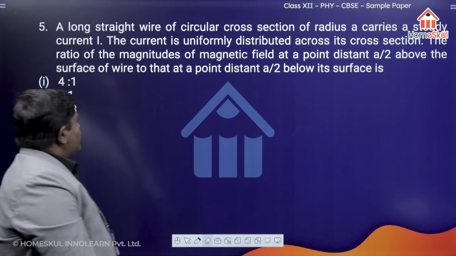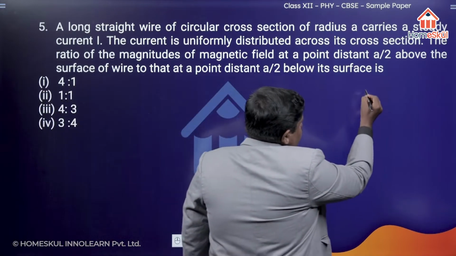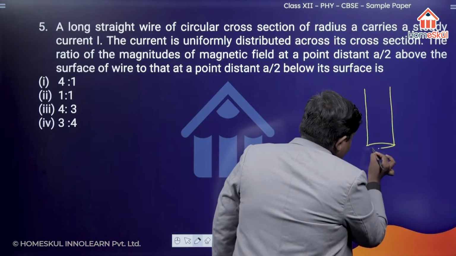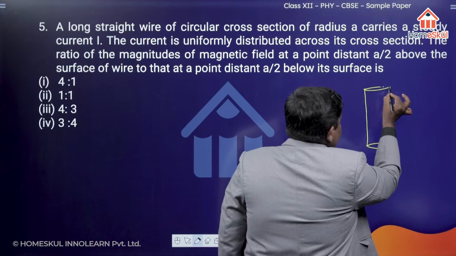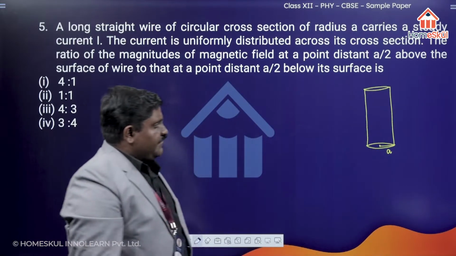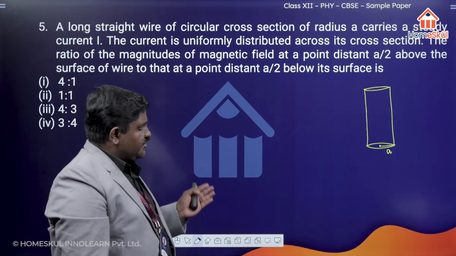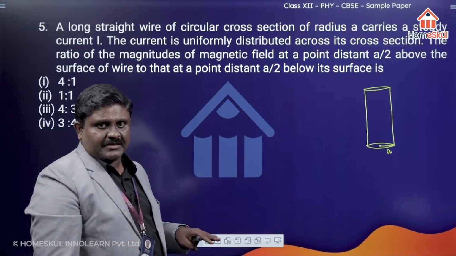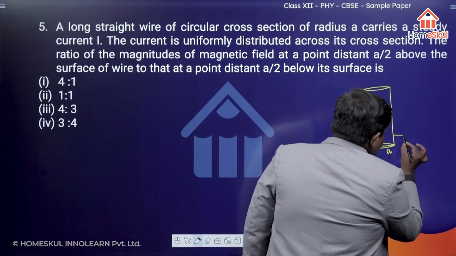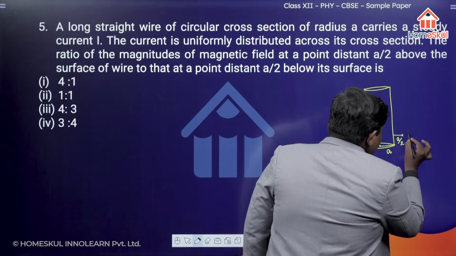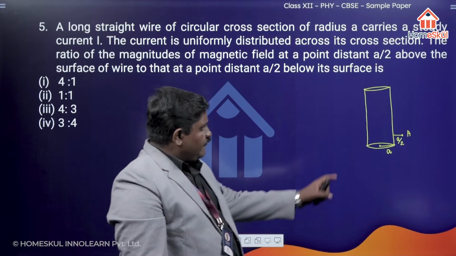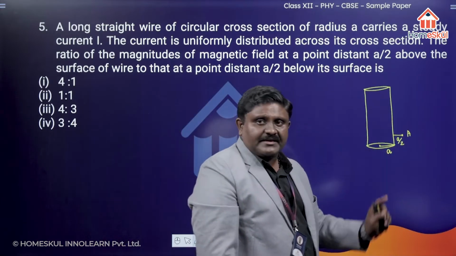Here we consider a long straight conductor having radius A. Then we have to find the ratio of the magnetic fields. A by 2 distance outside, we consider this point as A. Now we have to find the magnetic field at point A.